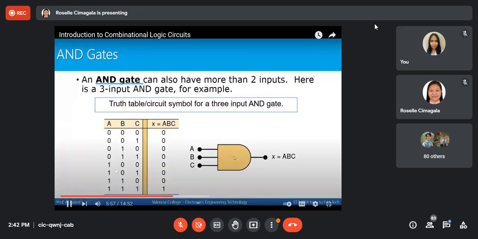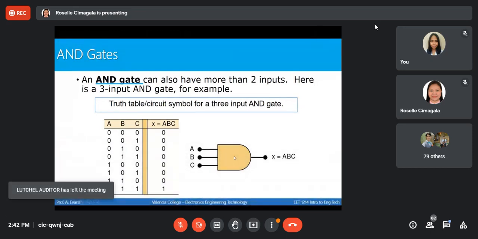So remember that the output of the AND gate can only be high if all of the inputs are high. So you'll see in the truth table that the output is low until input A, B, and C are all high. Then the output goes high, because that's what an AND gate does.